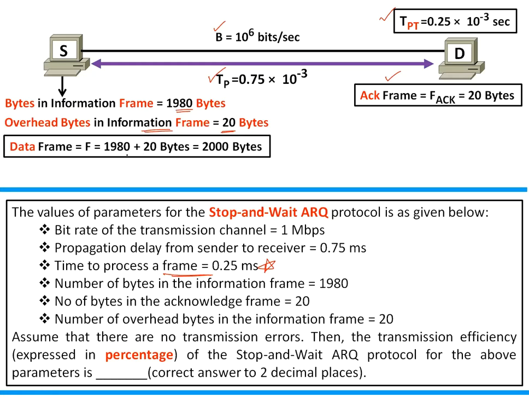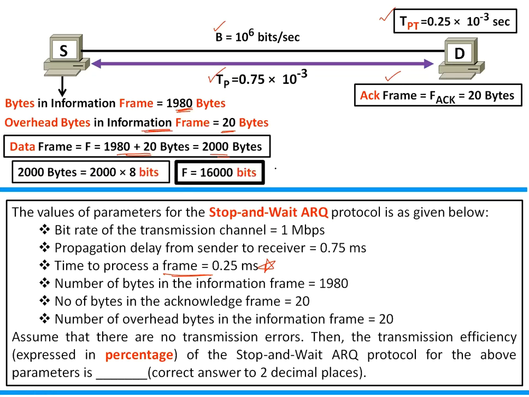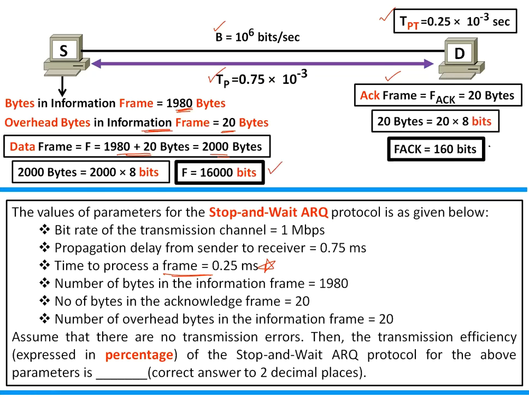So the data frame size will be both, you have to combine, guys. Bytes in information frame, that is one aspect. Overhead bytes is nothing but header will be adding. So data frame will be 2000 bytes into 8 bits. So frame size will be 16,000 bits. Acknowledgement size will be 160 bits, guys. So these 2 points you have to understand. Overhead bytes in information frame is nothing but header, it is purely overhead to the network, guys.